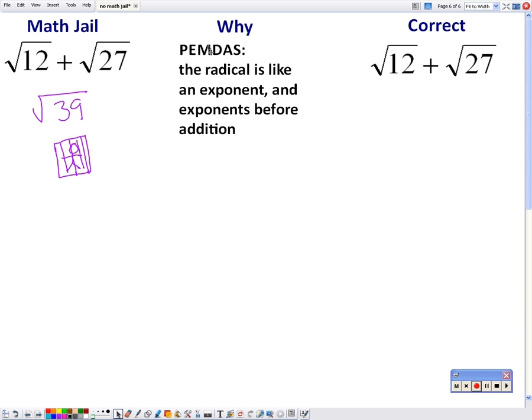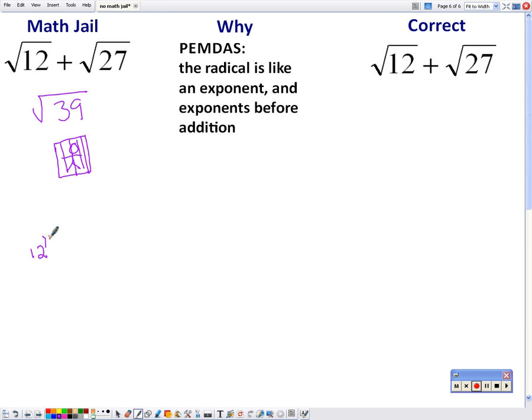Our old friend PEMDAS once again. Parentheses, exponents, multiplication, division, addition, subtraction. You need to remember that that radical is like an exponent. If you've studied rational exponents, you know that this can be rewritten as 12 to the 1/2 plus 27 to the 1/2. And we must take care of any exponents before we add or subtract.